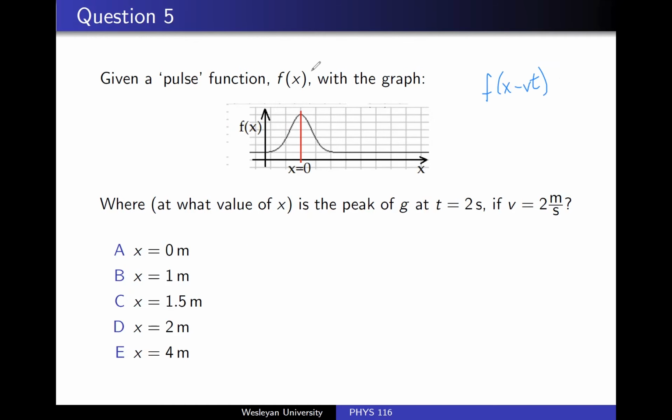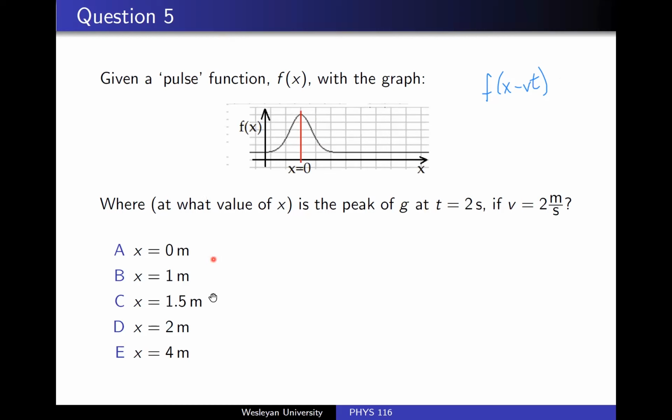What happens as time passes? We know that the function peaks when its argument is equal to 0. Now that our argument of the function is x minus vt, we have to look for when this combination is 0. At t equals 0, we can see that x equals 0 is where this argument as a whole goes to 0, and so that will be where the peak is. So this tells us, okay, at t equals 0, the peak is at x equals 0.